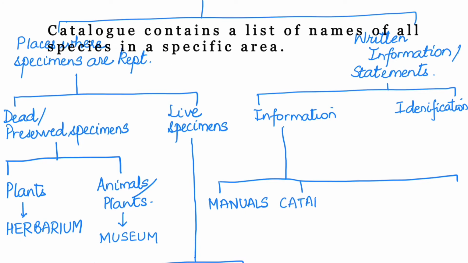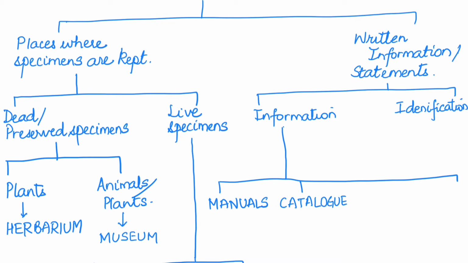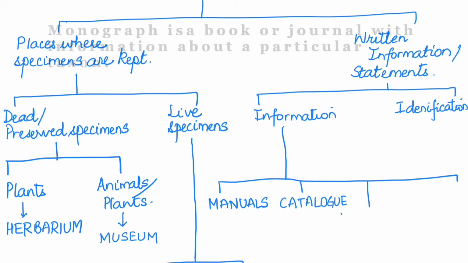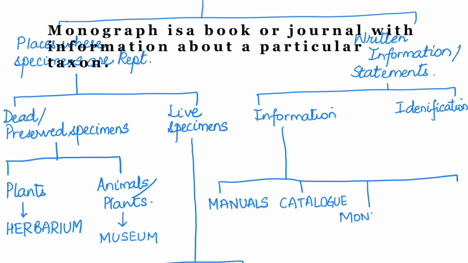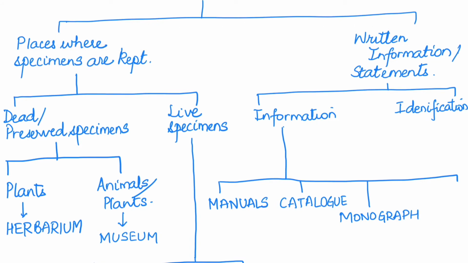The other thing are catalogs. Catalogs are simply containing a list of name of all the species in a specific area. So they just have a list of that. The next thing is a monograph. Monograph is a book or a journal with information that talks about a particular taxon only.